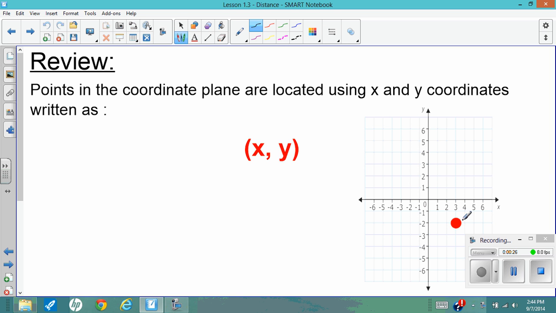So if we were to find the coordinates of this point here in red, we would start at the origin, count over 1, 2, 3, so the x-coordinate is 3. And we'd count down 2, 1, 2, down is negative, so the y value is negative 2. This is just a review. Always x is first, then y.